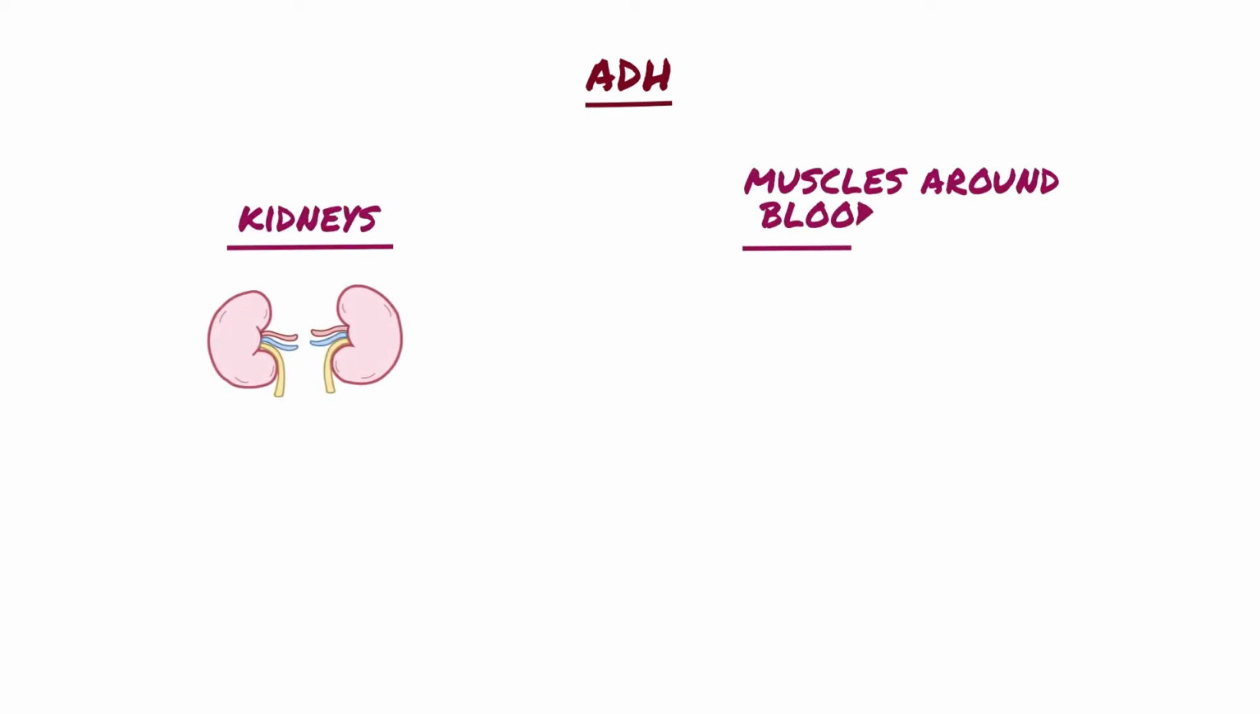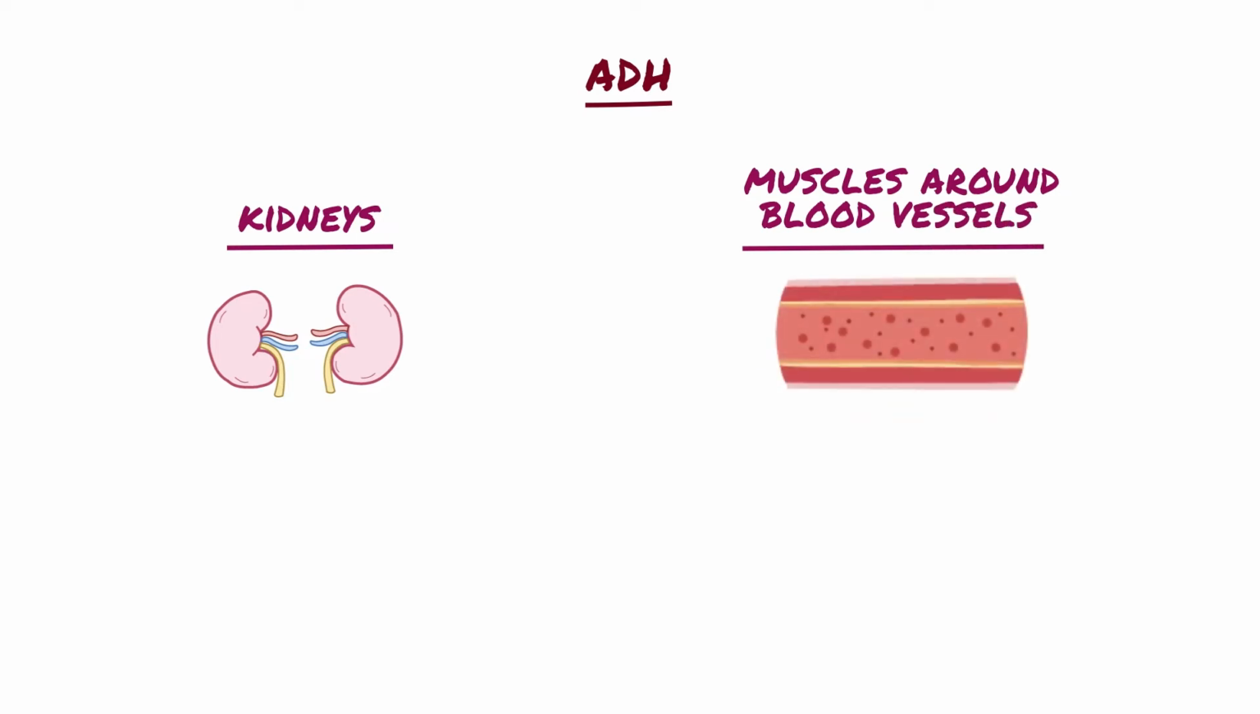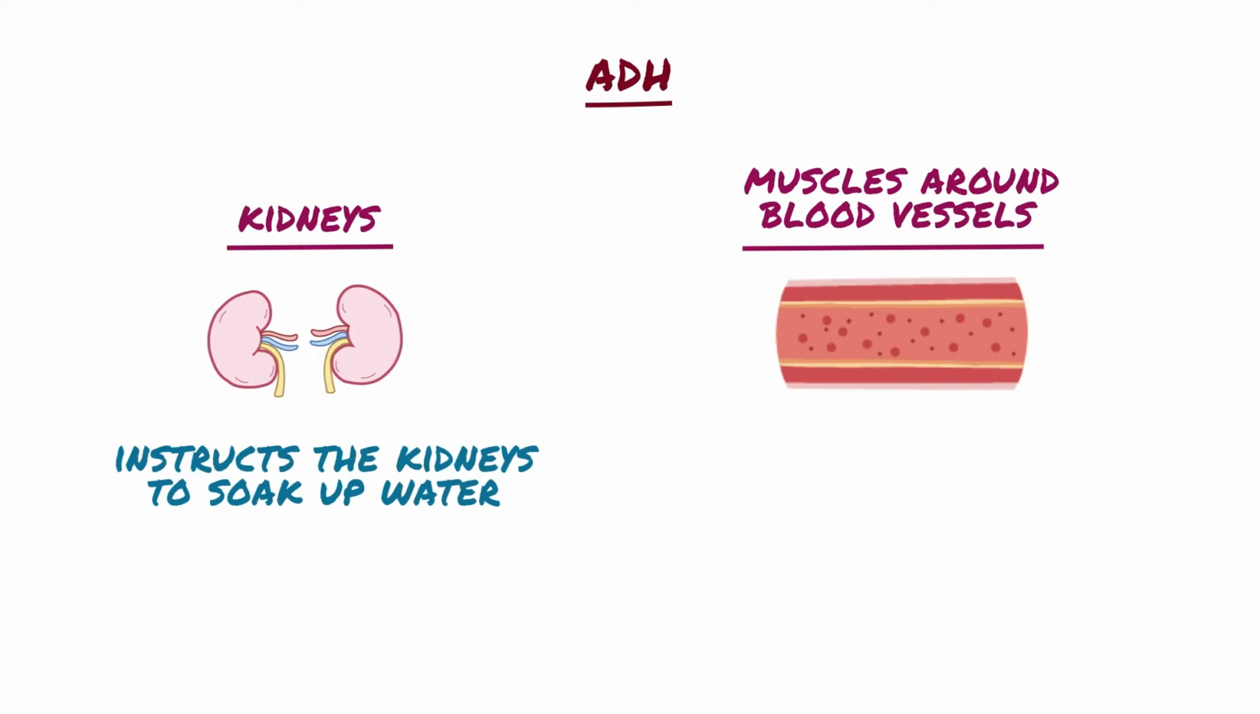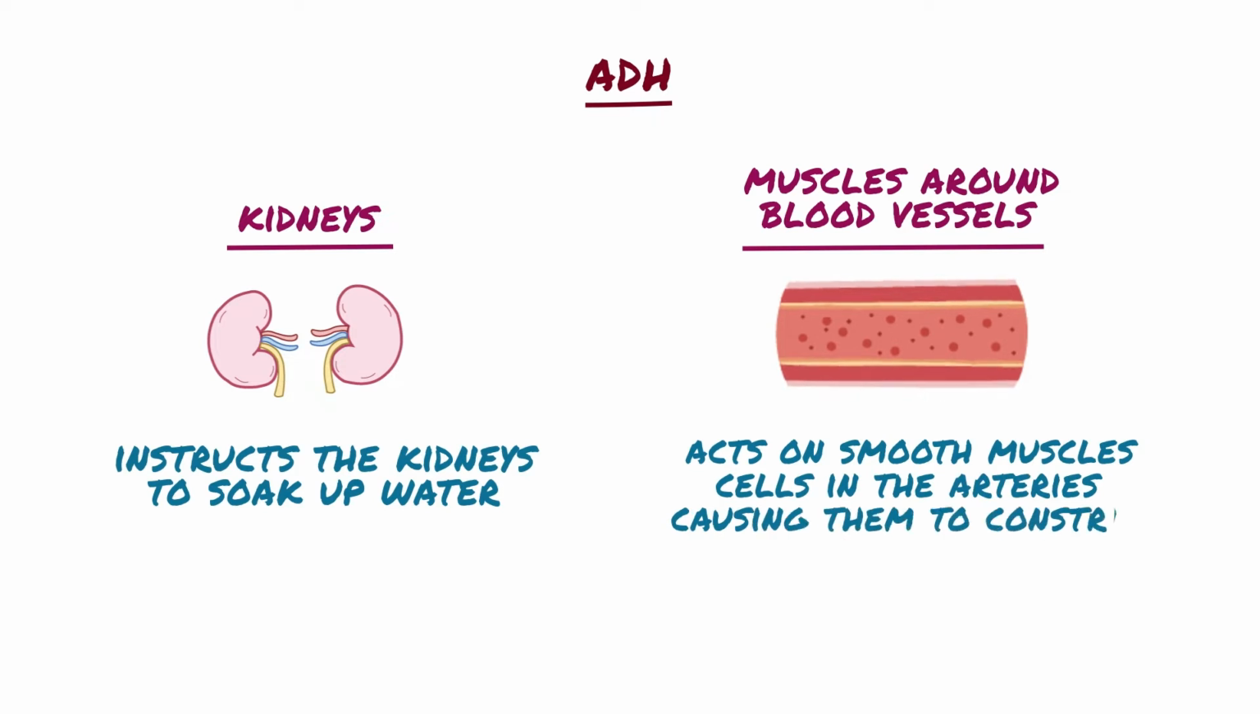ADH has two actions, one on the kidneys and the other on the muscles around blood vessels. First, ADH instructs the kidneys to soak up water to keep the correct amount of water in the blood vessels, bringing the concentration in the blood back to normal. And second, ADH acts on smooth muscle cells in the arteries, causing them to constrict, which increases the blood pressure.